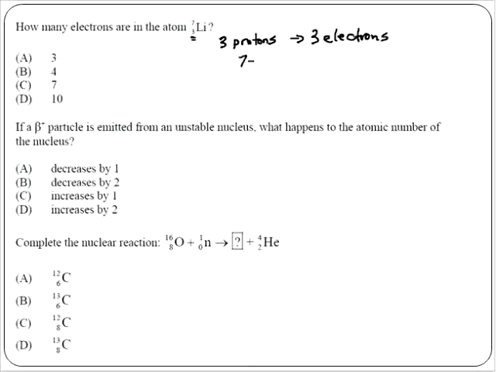Now there's also 7 minus 3, which is 4 neutrons. We're not asked for that, but that would be the number if you were. So there are 3 electrons. Okay, that's the right number.